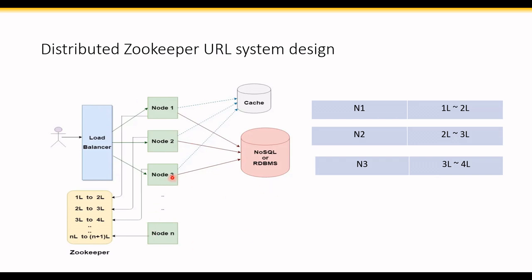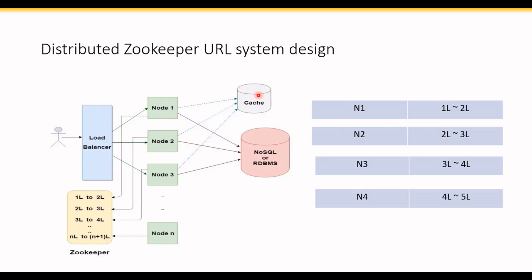Now what if node 3 goes down and node 4 comes up, and node 4 needs a completely new set of decimals? Because of the presence of ZooKeeper, it is aware that node 3 has gone down, so it will block that counter range and assign the new counter, 4 lakh to 5 lakh, to N4. As a result, the system is very resilient to any kind of failure, and there is no single point of failure here.